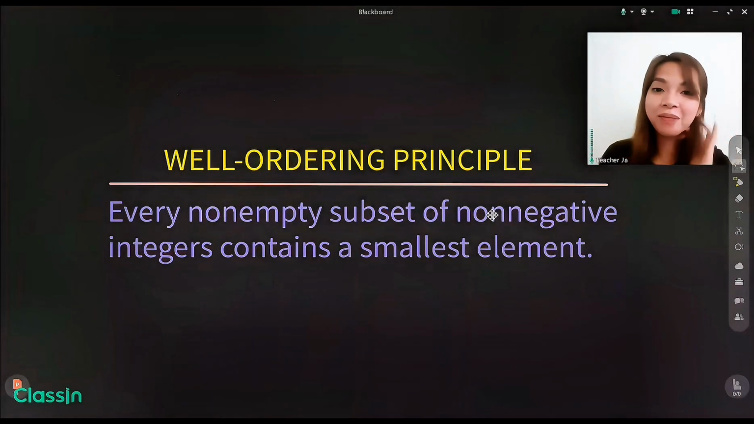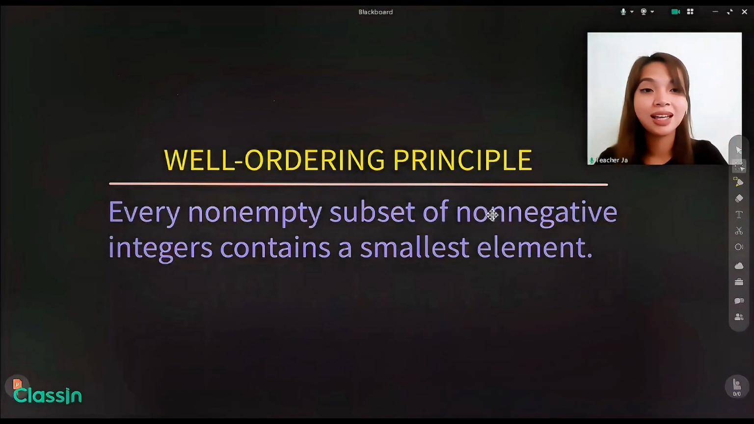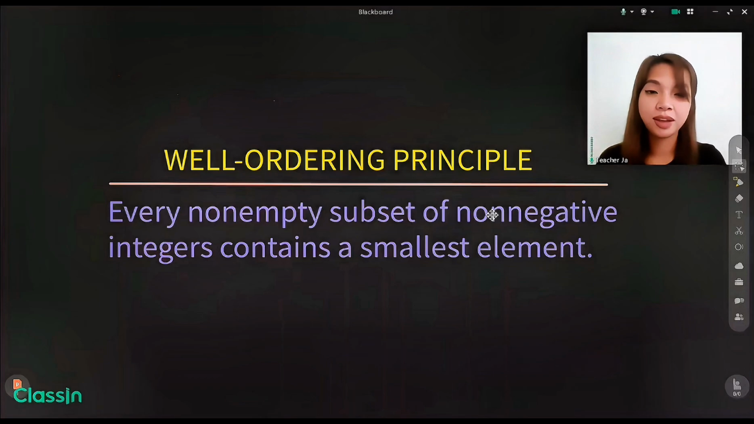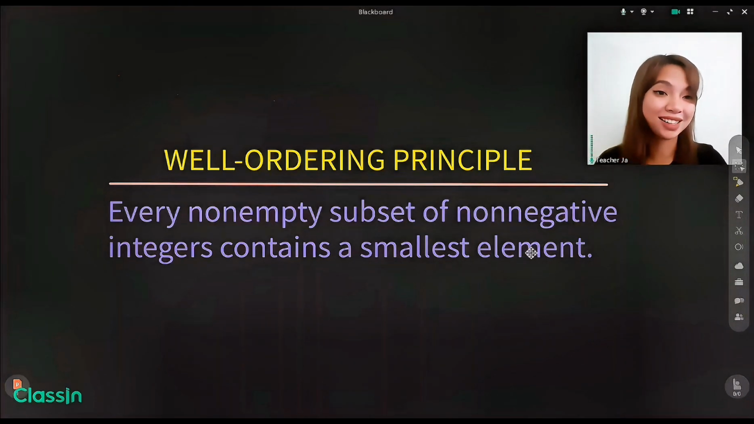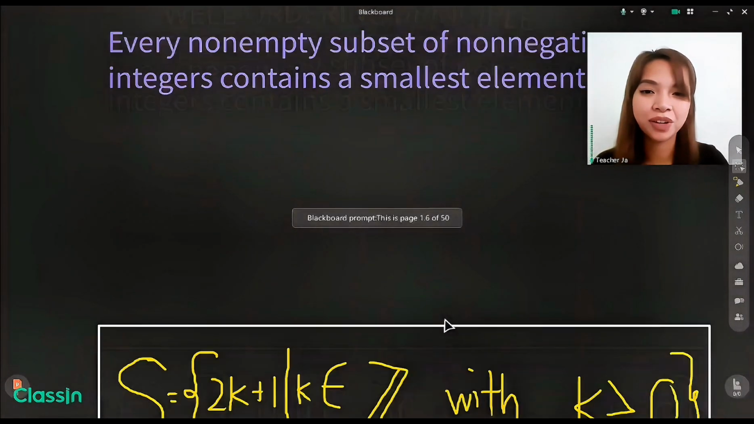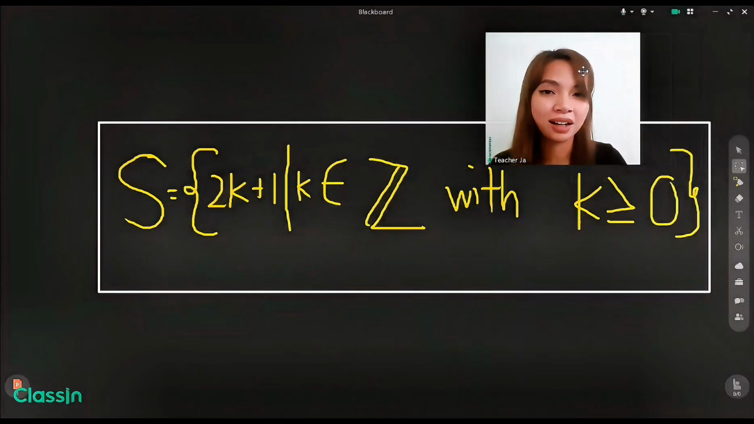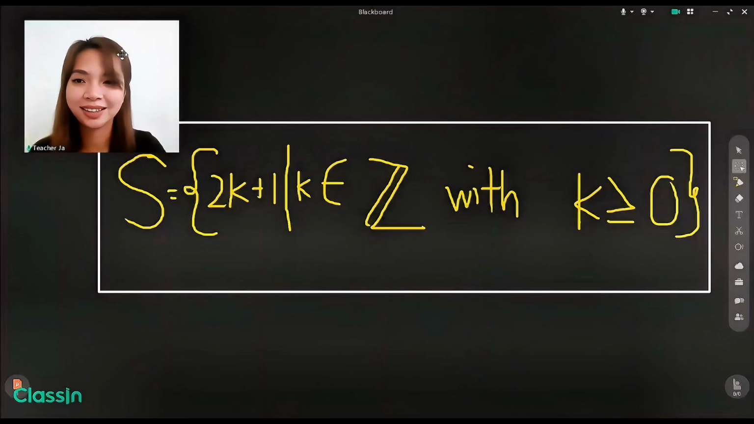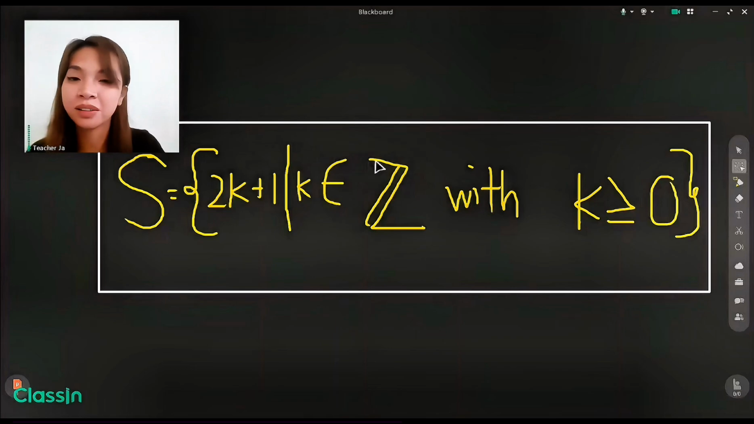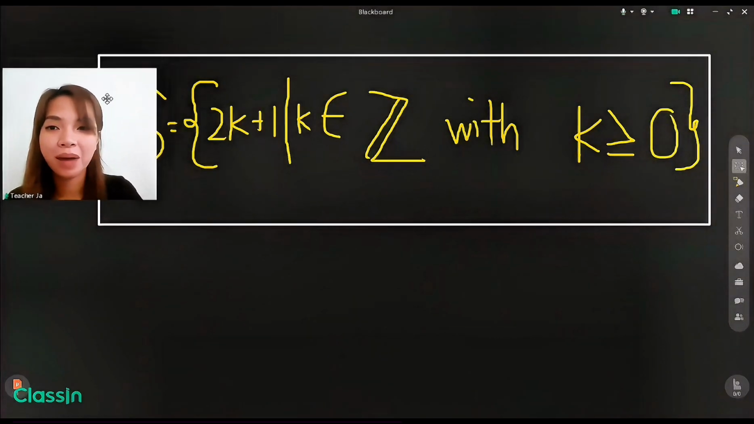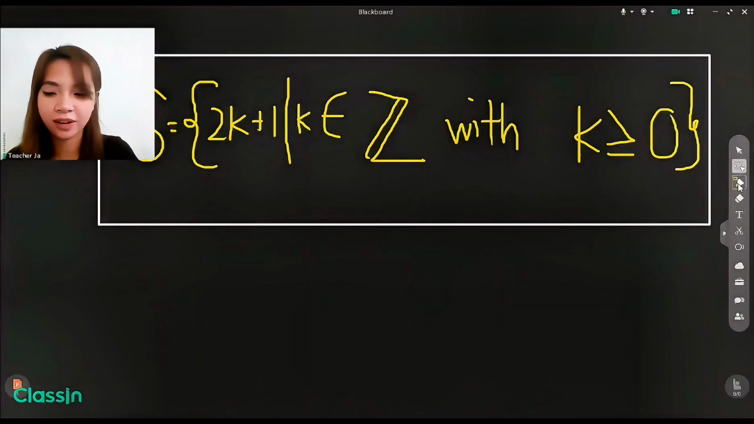Just like what I said a while back, the ordering principle states that every non-empty subset of non-negative integers contains the smallest element. I just changed least to smallest. Now let's have an example for you to understand that. The set S is equal to 2k plus 1, such that k is an element of the positive integers.